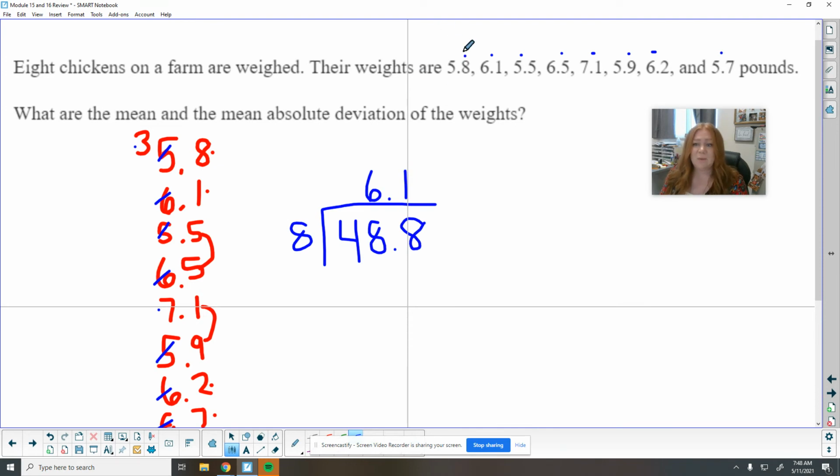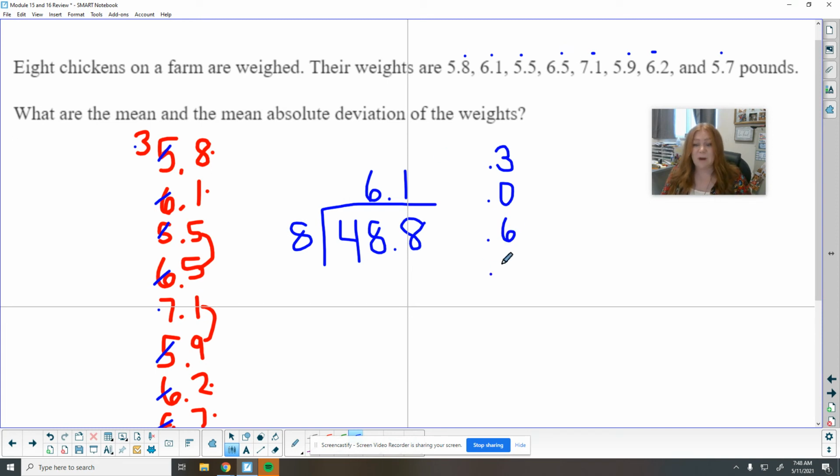So now I'm going to make a list of how far away these are. So to get from 5.8 to 6.1 is 0.3. So I'm just going to list them out so I can add them up. This is 0. I'm just going to put that in there so I remember I still have that as a distance. So 0.5 all the way up to 6.1 is 0.6.